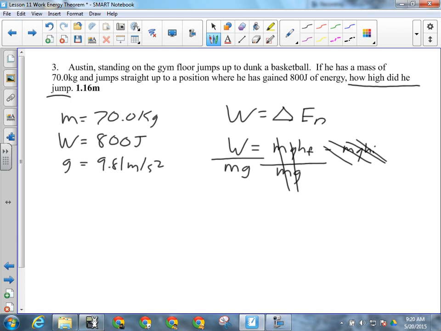Okay, divide by mg. Now, when you're punching this into your calculator, this is the trick. You can't just go 800 divided by 70 times 9.81. You have to go 800 divided by what 70 times 9.81 equals. That way you will get the right answer. All right, and that should come out to 1.16 meters. Everybody follow? I think we're struggling with the algebra a little bit here from what I see, so we've got to work on that. You only need to remember those 2 things, guys: move it, do the opposite, do it to both sides.